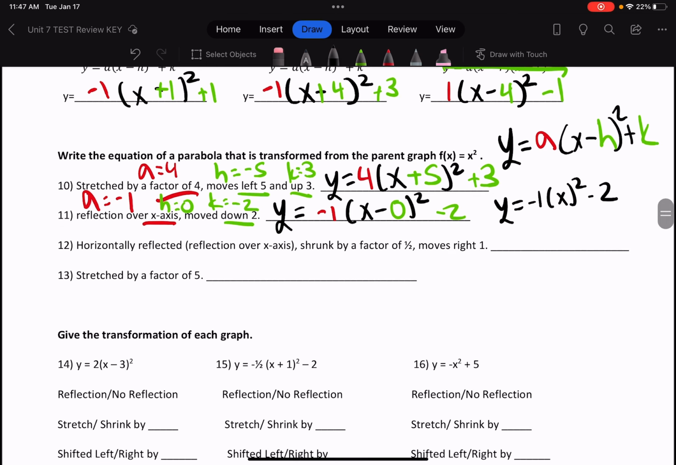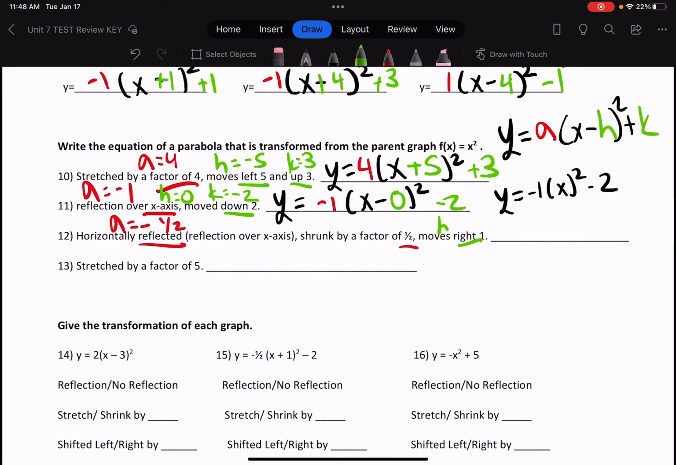For number 12, it says I'm reflected, so I'm reflecting over the x-axis again. So I know my a value is going to be negative because of the reflection, but it's shrunk by a factor of 1/2, so that gives me an a value of negative 1/2. And then it tells me it moves right 1, that's my horizontal shift, so that's going to be an h value of positive 1. And I have no vertical shift, so my k is equal to 0. So when I write this function, I've got y equals negative 1/2 (x minus 1) squared. And I don't have any k value, so I do not have to add 0 to it.